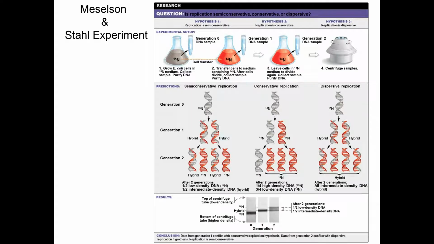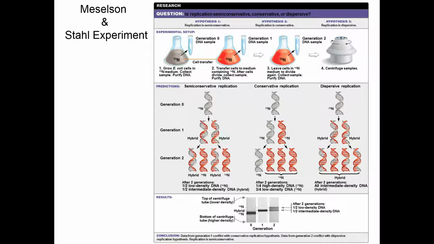All right, so here you're looking at the Meselson and Stahl experiment. What they did is they grew up E. coli in media, and in the media they had nitrogen. That was a radioactive form of nitrogen, nitrogen-15. It's an isotope of naturally occurring nitrogen. They collected and purified the DNA from the bacteria. So this is generation 0.